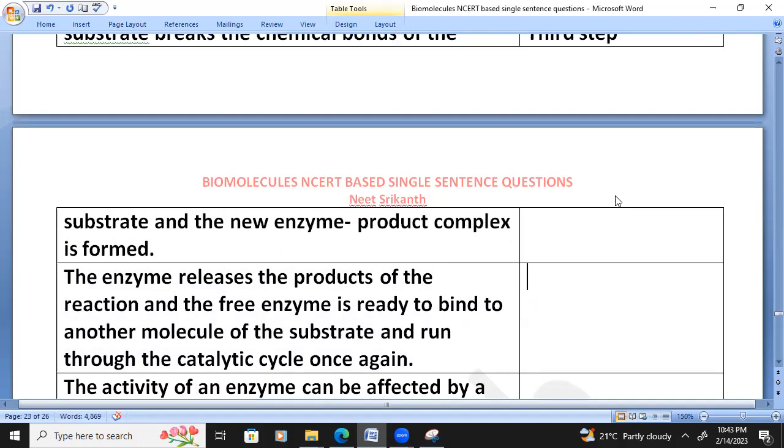The enzyme releases the product of the reaction and the free enzyme is ready to bind to another molecule of the substrate and run through the catalytic cycle once again. That is the fourth step in the catalytic cycle of enzyme action.